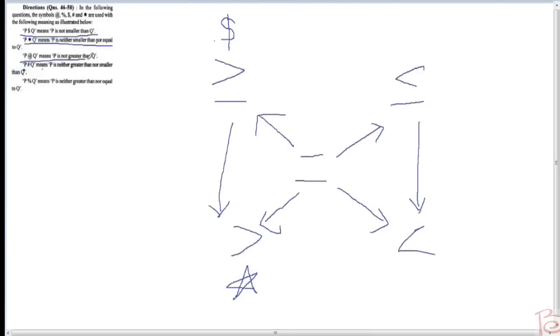Okay. The third one is at, which means P is not greater than Q. If P is not greater than Q, it can be either smaller or it can be equal. So I'm going to put at here.